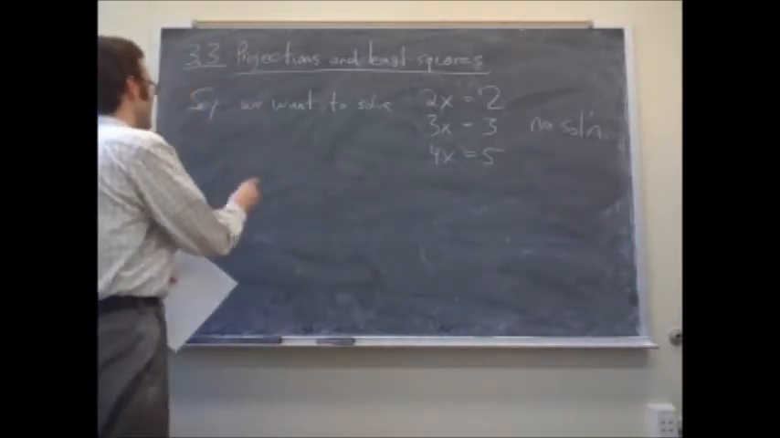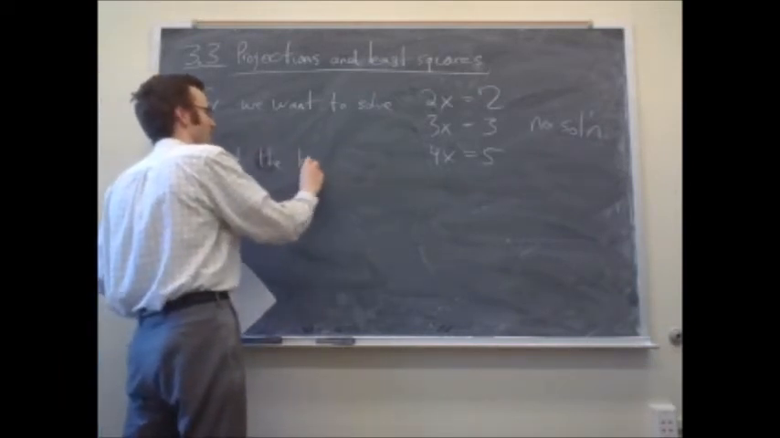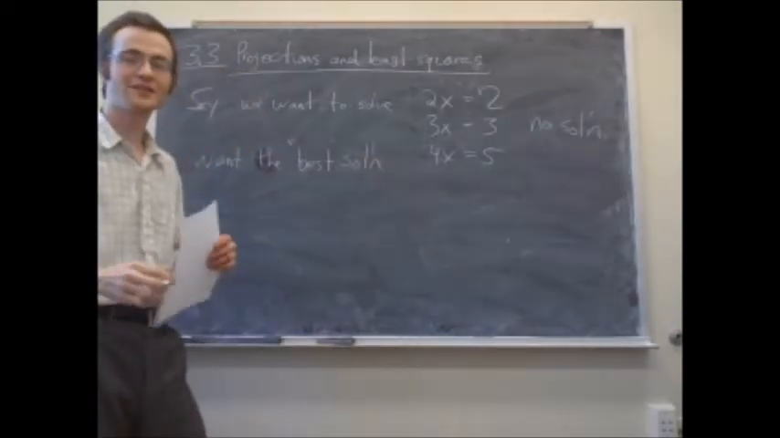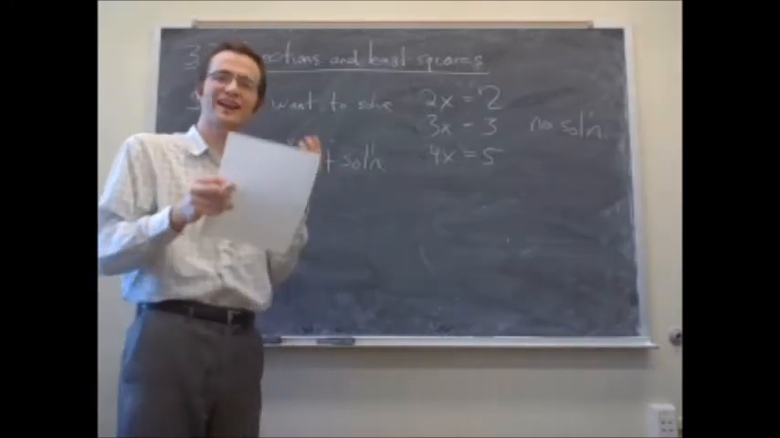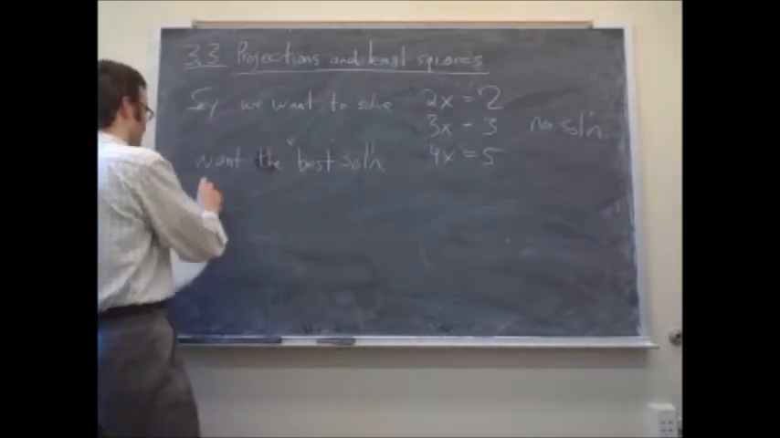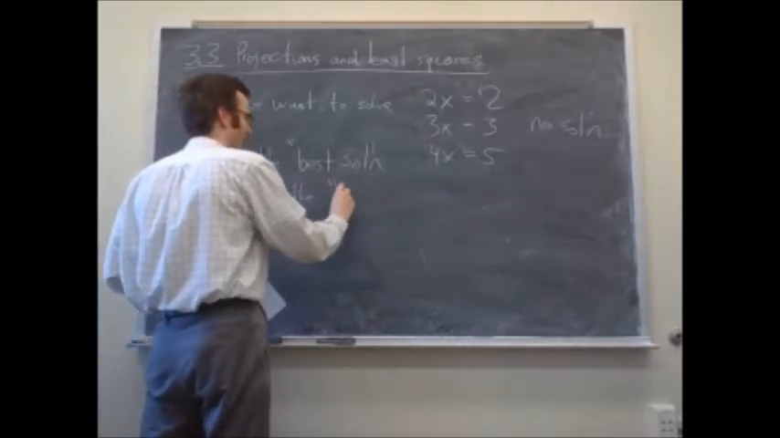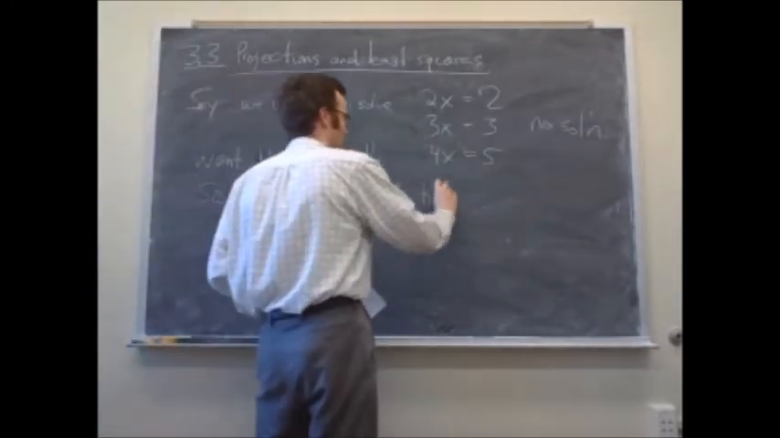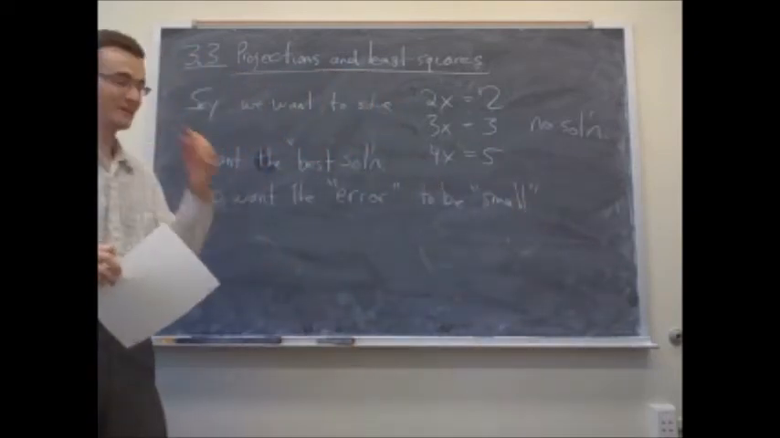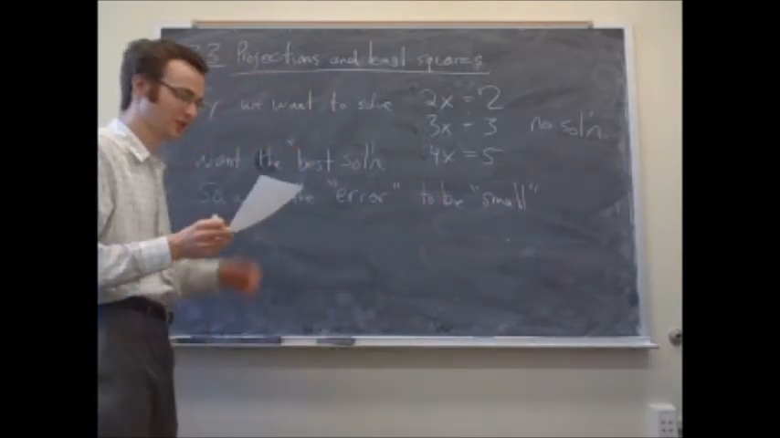So what we do instead is we want the best solution. And of course, there's no exact solution, but we want to get as good as we possibly can. So what we say we want is we want the error to be small. And if we want the error to be small, that means we need to define what we mean by error and what we mean by small. But that's not too hard.